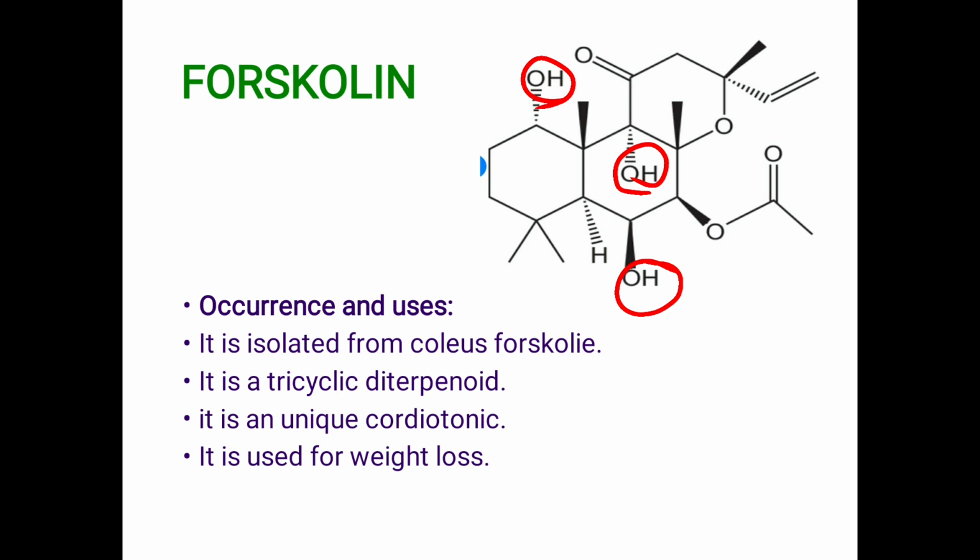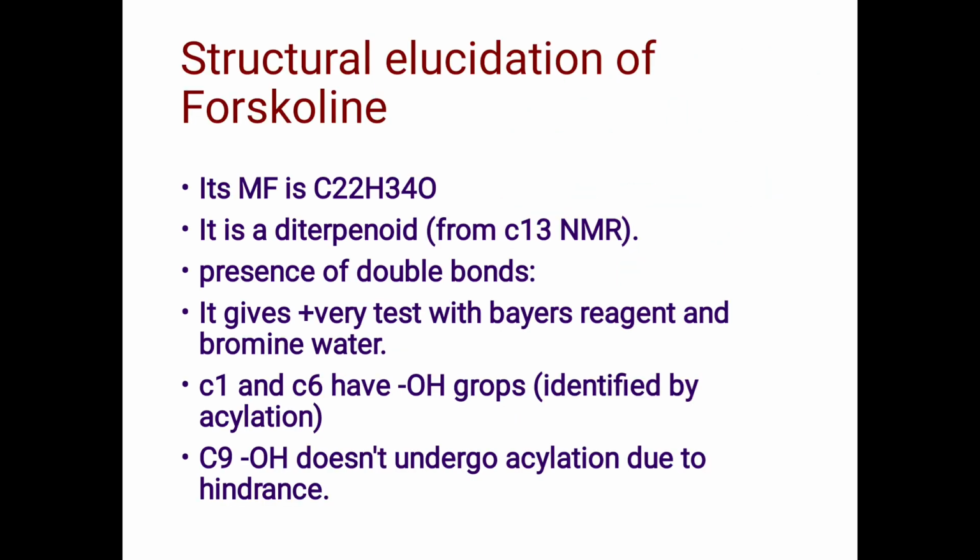Out of the 3 hydroxy groups, one is sterically hindered, and it contains one ketonic functional group and one acetoxy group, and it also contains a carbon-carbon double bond. So it is an unsaturated compound. So finally forskolin contains 3 hydroxy groups, 1 ketonic functional group, 1 acetoxy group and 1 double bond. The structure of forskolin is mainly determined by using spectral data.